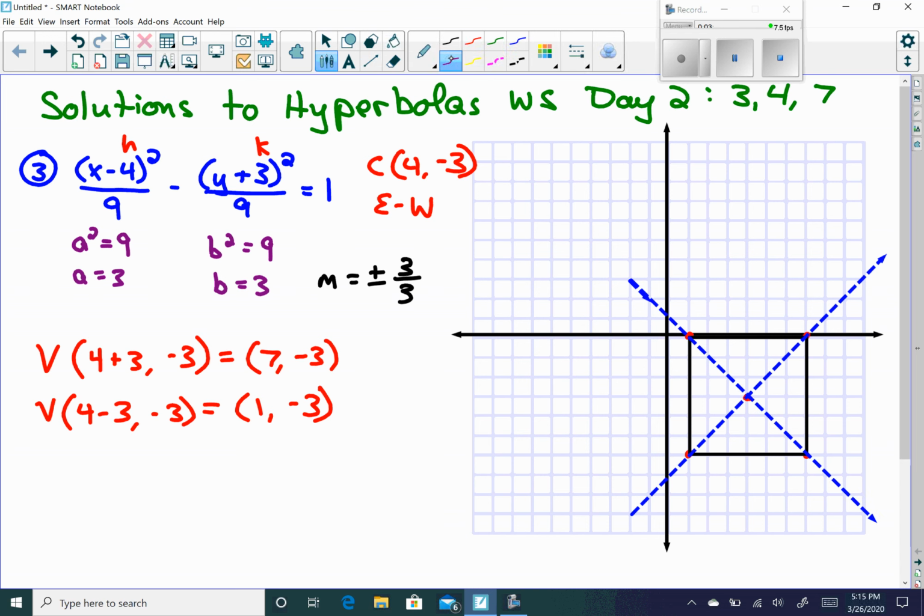And again, because this is east-west, right in the middle here, so this is my 1, -3 for that vertex, counting over. I'm actually going to count over 7, then down 3. So here is the vertex of 7, -3, and then here we have 1, -3. So those are our two vertices. And then we're going to draw our hyperbola very close to the diagonal through the vertex, and then very close to the other diagonal. Same thing over here. All right, so there's our answer for number 3.